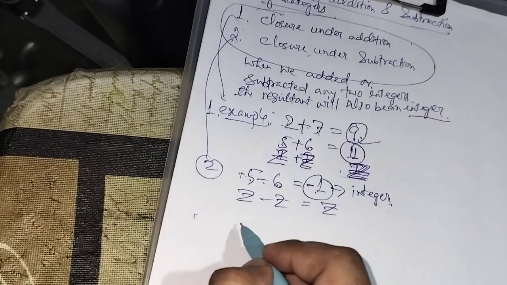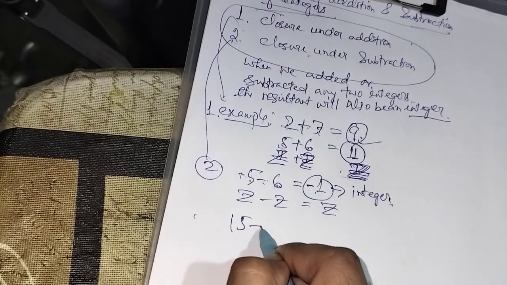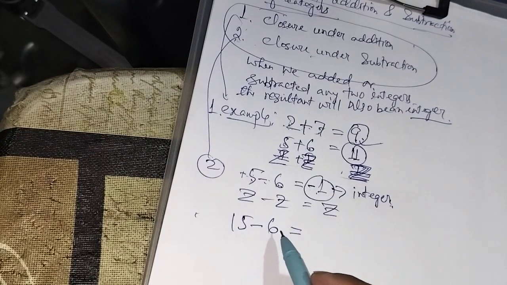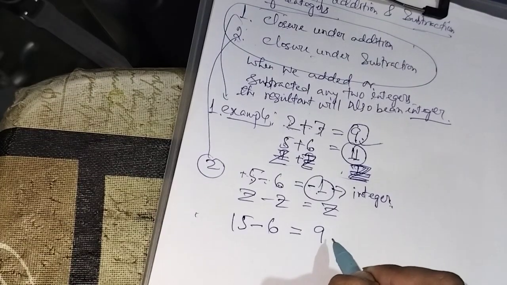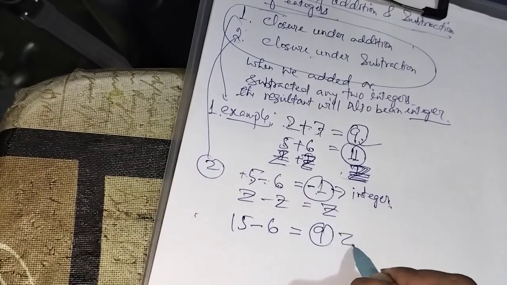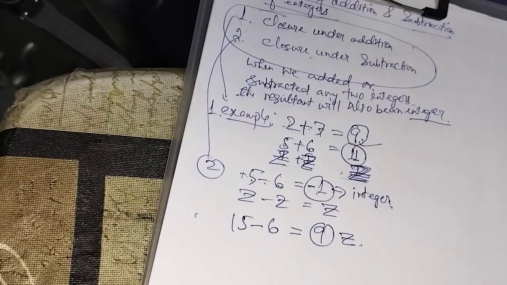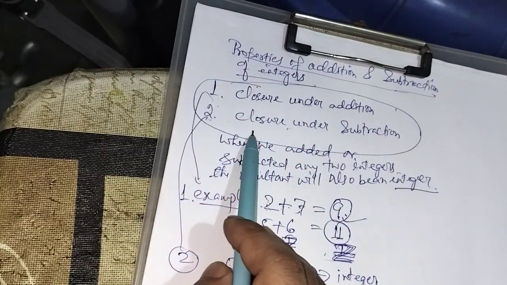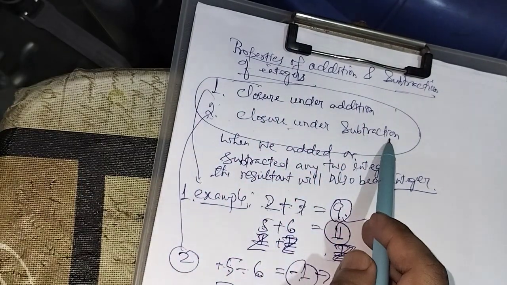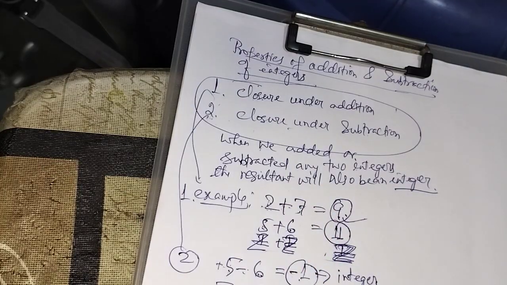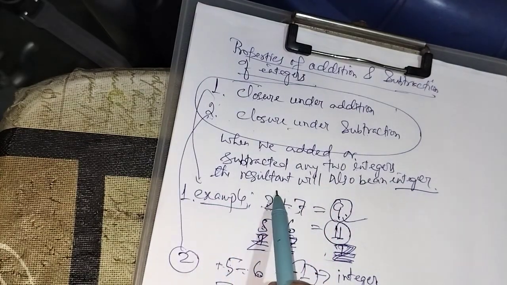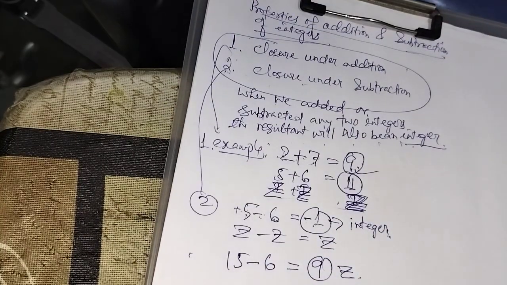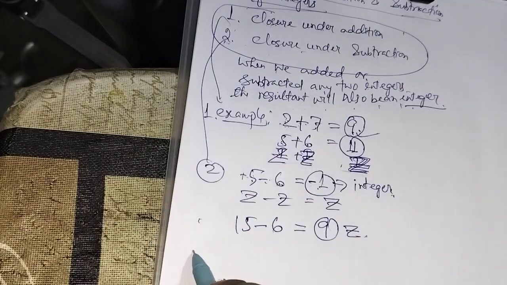Another example, suppose 15 minus 6. 15 minus 6 is what? 9. So 9 is also an integer, isn't it? So these two properties, closure under addition and closure under subtraction, say that when we add or subtract any two integers, the resultant will also be an integer. Okay, now we'll move to the next, third property.